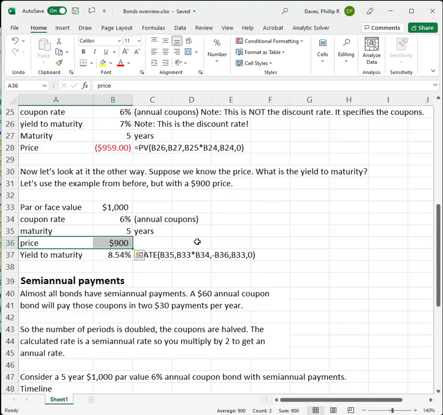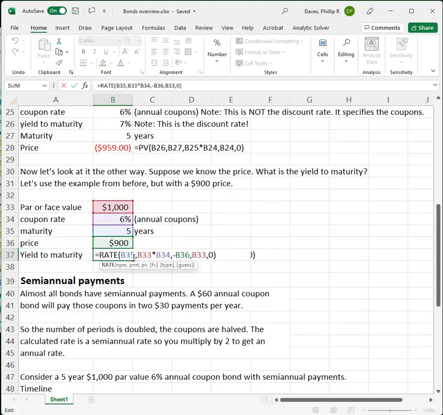Well, what would that say about the rate of return that you're earning on that investment? Another term for that is yield to maturity. Well, in this case, we use the Excel rate function. How do we use the Excel rate function? Well, what the rate function does is it identifies the interest rate that sets the present value of the cash flows equal to whatever the price is.